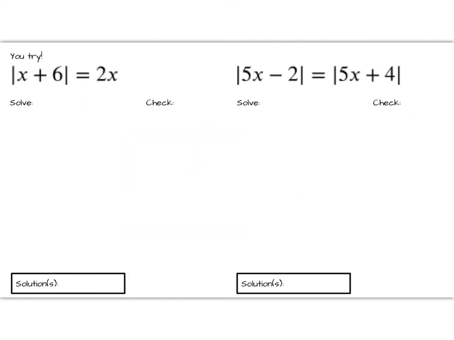Okay, you're going to try these two. First one is the absolute value of x plus 6 equals 2x. I'm going to stop the video. I want you to set up your two equations and check that your two equations are correct before you solve them. You should have x plus 6 equals 2x and x plus 6 equals -2x. Now I want you to solve these two equations and tell me what your two potential solutions are.